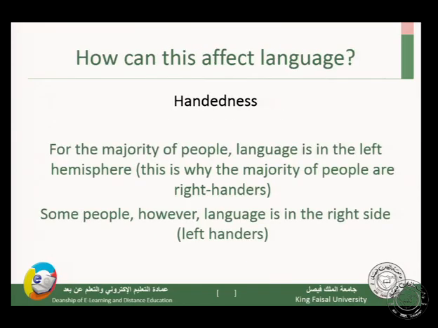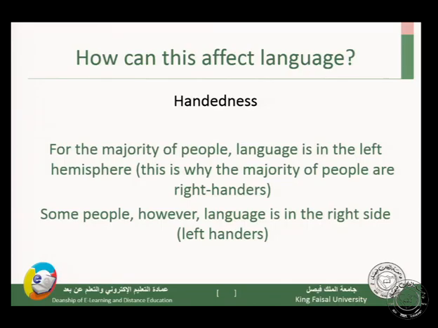It can influence handedness. What we mean by handedness is which hand you use in writing. For the majority of people, language is on their left side. That's why the majority of people use the right hand to write. So right-handers, which are the majority of people, have their language in the left side of the brain, in their left hemisphere.